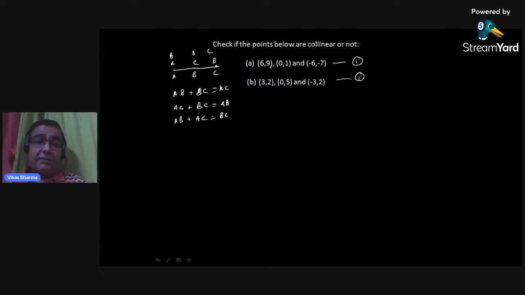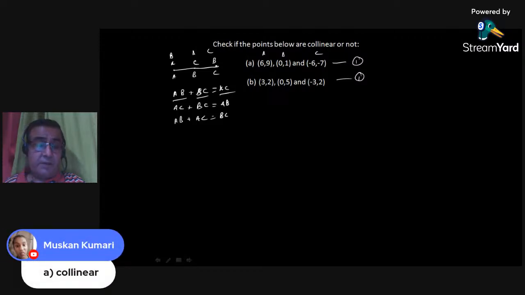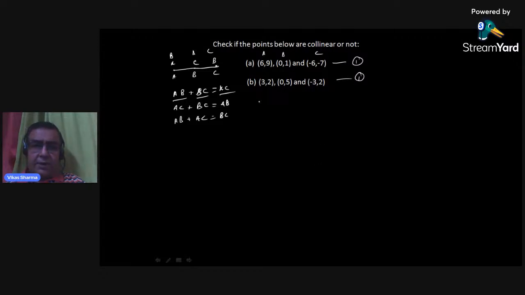So basically, what we have to do is, if this is point A, this is point B, and this is point C, we have to find AB, BC, and AC. So we have to find three distances. Muskan gave part A as collinear. Let's check if they are collinear or not.